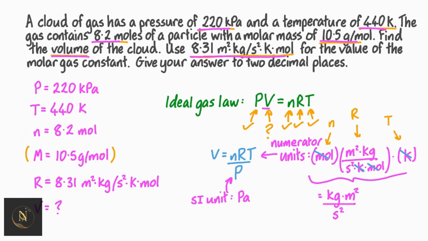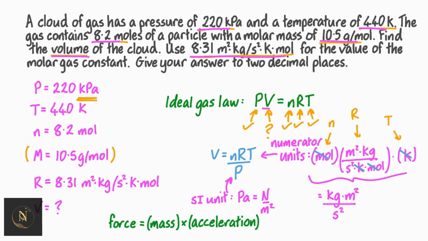Now, we've been given a pressure value in units of kilopascals, but the SI unit for pressure is pascals. Since pressure is defined as force divided by area, where force has SI units of newtons and area has SI units of meters squared, then we can see that units of pascals must be equivalent to units of newtons per meter squared.